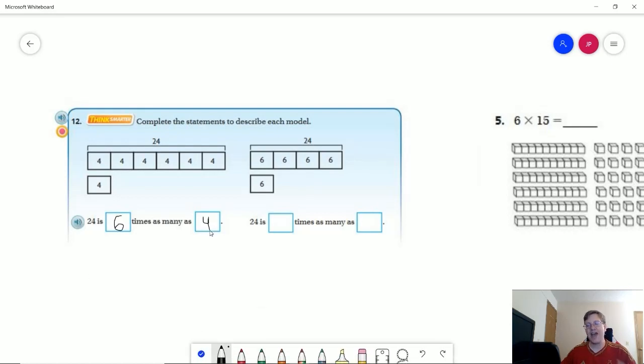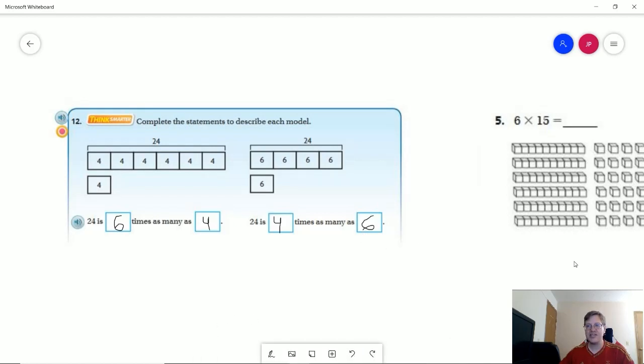So keep your factor pairs in mind when you are thinking through how to create one of these. They'll give you the number for the product, and they'll usually give you what number you're multiplying by, but you need to figure out how to translate that into one of these models. So again, 6 and 4 is our factor pair, so 24 would be 4 times as many as 6.